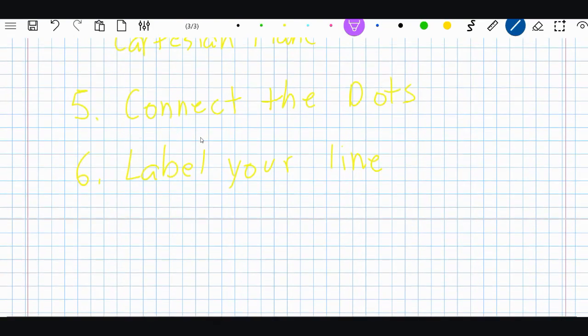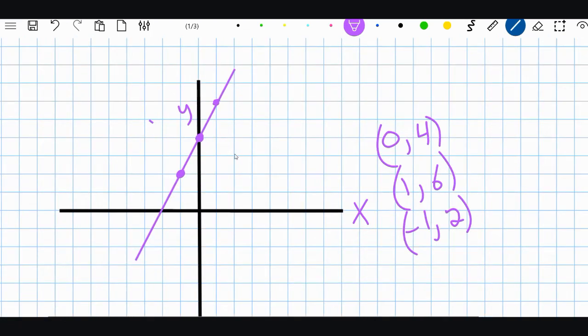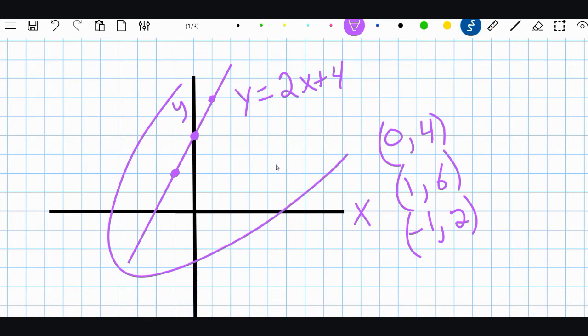And then label your line. So we'll come back over here to our line and we're going to label the line. What does that mean? Well, you just label it with the equation. So you would just write the equation y equals 2x plus 4. And so you just write the equation next to the line. That's labeling the line. So that line is that equation.